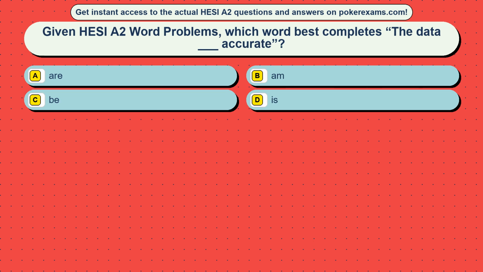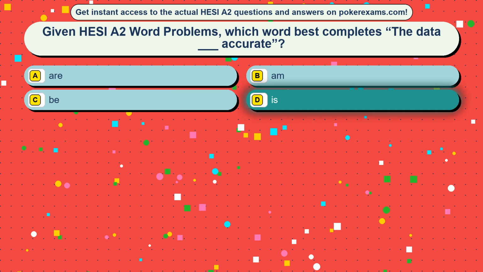Question 38. In HESI A2 problems, which word best completes the blank: the data blank accurate? Option A, are. Option B, them. Option C, be. Option D, is. The correct answer is option D, is.